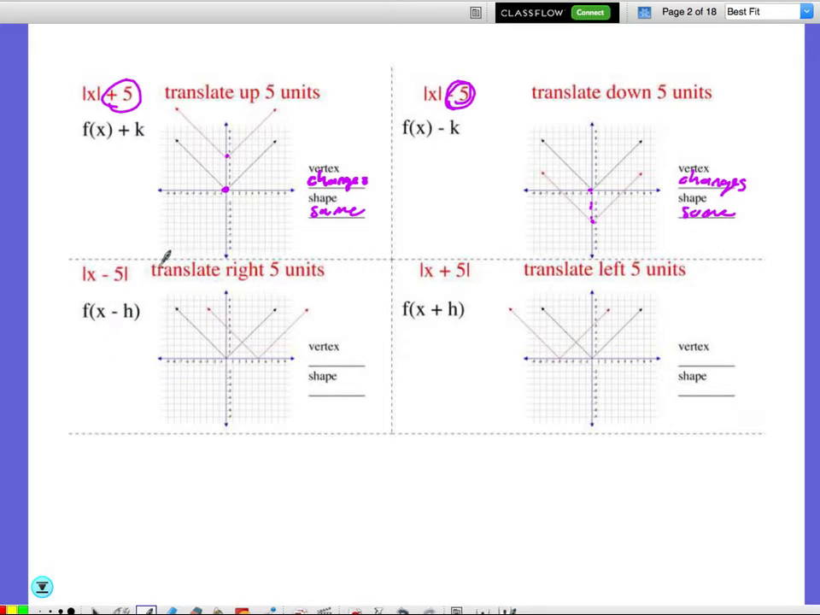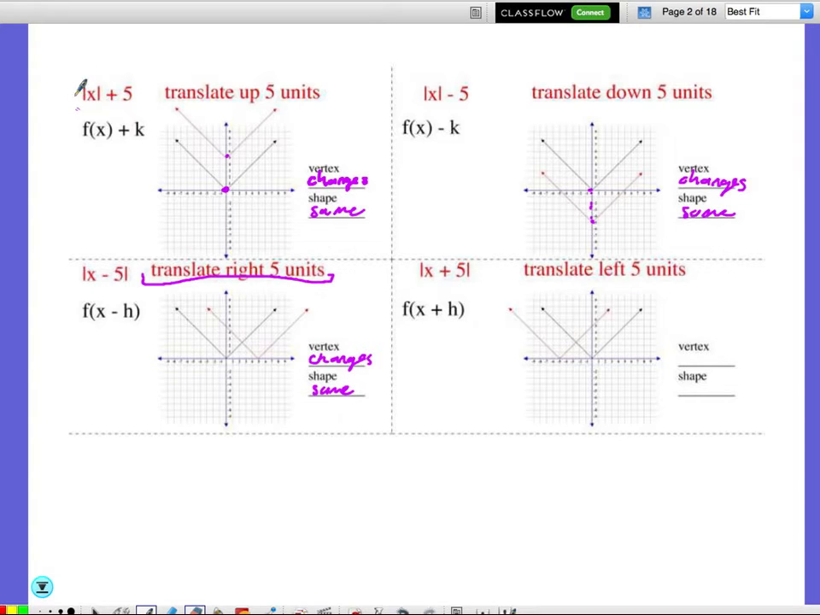Alright, taking a look at this. What is the difference between subtracting 5 here and subtracting 5 here? Well, here the 5 is on the outside. We're subtracting 5 on the outside of the absolute value. Here we're subtracting 5 inside the absolute value, right next to the x, right after the x. So that matters a lot because we call this translates to the right. So here the vertex is also changing, and the shape stays the same again.